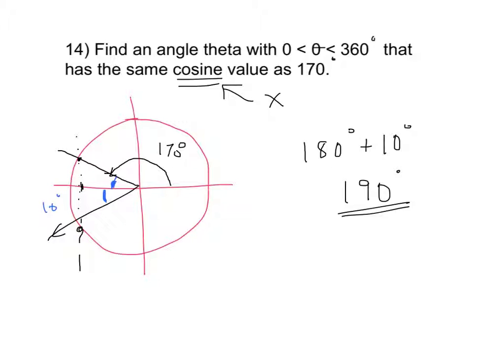So that 190 degree angle should have the same x-coordinate as the 170 degree angle based on its reflection, that butterfly reflection above and below the x-axis. The nice thing about this particular type of problem is you can double check it really easily. Find the cosine of 170 degrees on your calculator and the cosine of 190 degrees on your calculator, and you should get the same value.